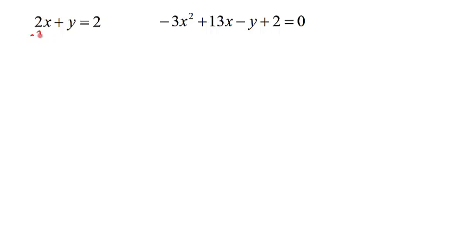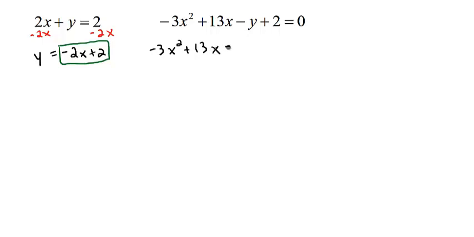So I'm going to subtract out this 2x first, which means I have to subtract it out from that side, and I'm left with y equals negative 2x plus 2. Okay. Now I want to take this expression that's equal to y, and I want to plug it into this y right here. So I'm going to circle this in green so that you know what I'm working with. I'm going to rewrite all this over here, so I've got a negative 3x squared plus 13x minus, and now we have to plug in our expression that was written in green right there, and then plus 2 equals 0.